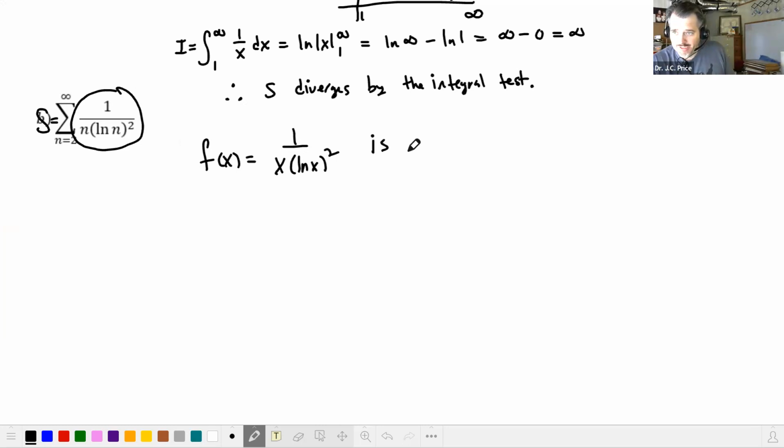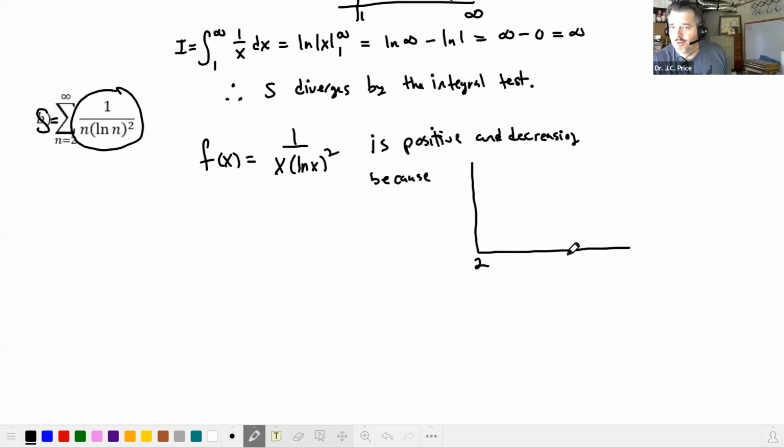So it is positive and decreasing. Why decreasing? Because you just have to graph it. So that's all you have to do. Take out that graphing calculator and we're just going to graph this. We're going to graph it from 2 up to 10, which should be good. So let's take a look.